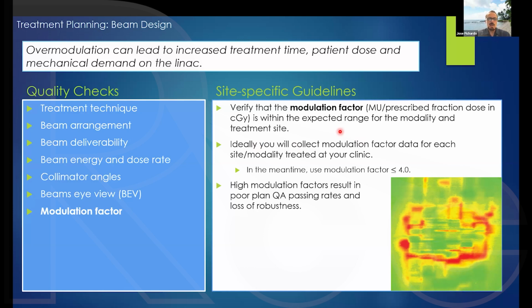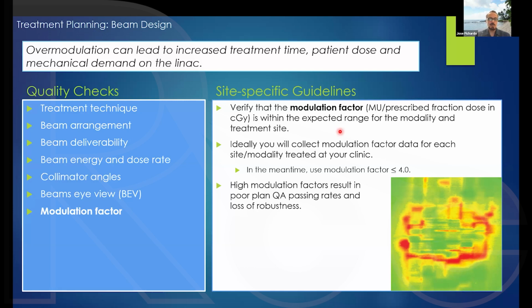Okay, so why does this matter? If you have a very high modulation factor, that typically means that the treatment planning system is working really hard, too hard sometimes, to get you what you want. And sometimes the machine cannot do that, right? We were just talking a moment ago about the dose rate and when do you know that your dose rate is too high and the MLC leaves can't make it?